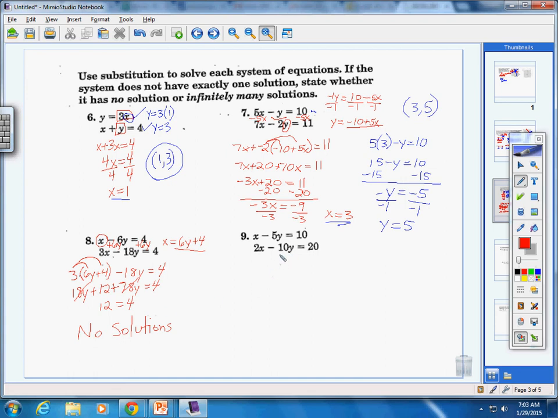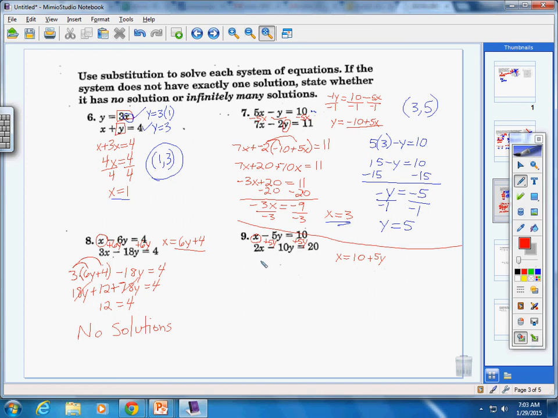Now let's move on. Number 9, last one on this video. Alright, I'm going to choose to get x by itself again because it'll only take me one step. So add 5y to both sides. And I'm going to draw a line here. There we go. That's going to leave us with x equals 10 plus 5y.